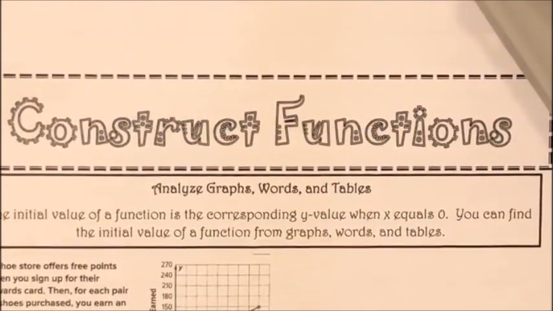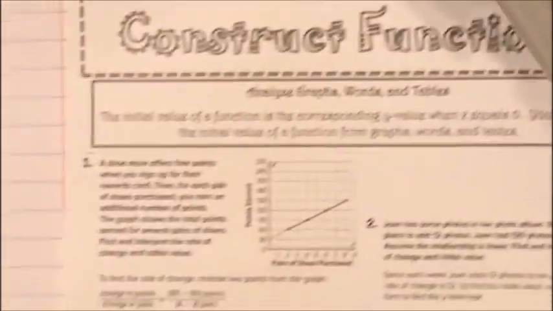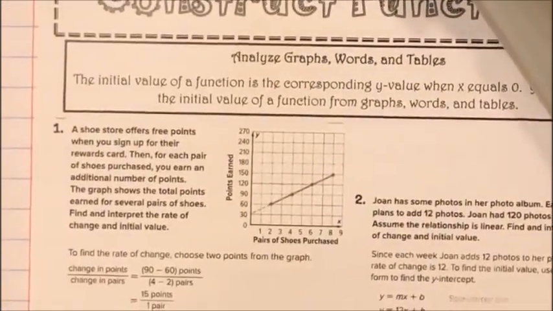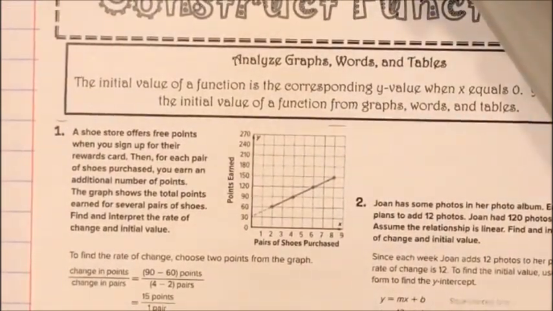This is Chapter 4, Lesson 6, Construct Functions. So again, I can construct functions. I can analyze graphs, words, and tables. The initial value of a function is the corresponding y value when x equals 0. You can find the initial value of a function from graphs, words, and tables. Let's take a look at some examples.